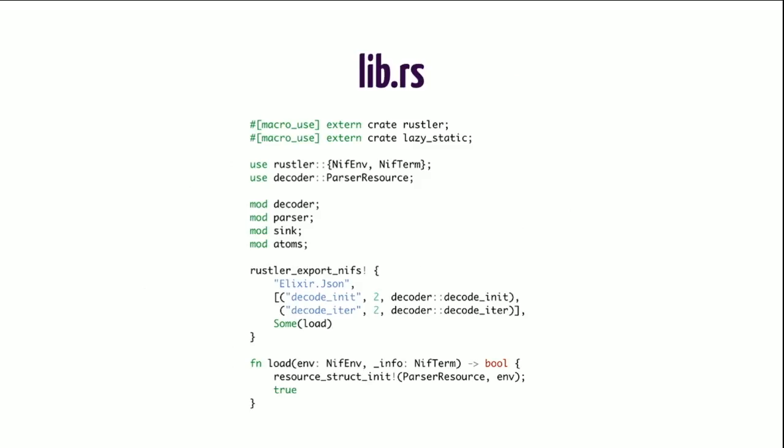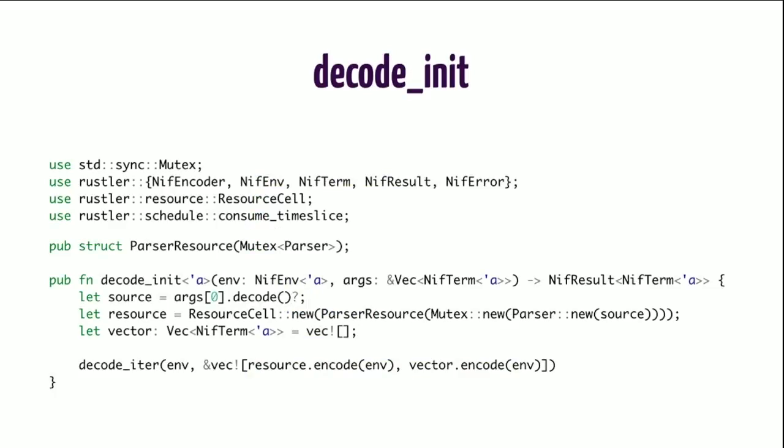So this is going a step further. We now have a parser and a sink to store terms. We have our decode init and iter, and now we're using the load function, where we need to initiate our resource object. We have a special struct called parser resource, which we now have allocated so that we can use it within our NIFs. In decode init, we have this parser resource which holds a mutex of our parser struct. Obviously we need a mutex because those resources can be shared with multiple processes. If you have 2 processes on different schedulers running at the same time, then you have the possibility of data corruption, things like that. So you have to be safe and careful.